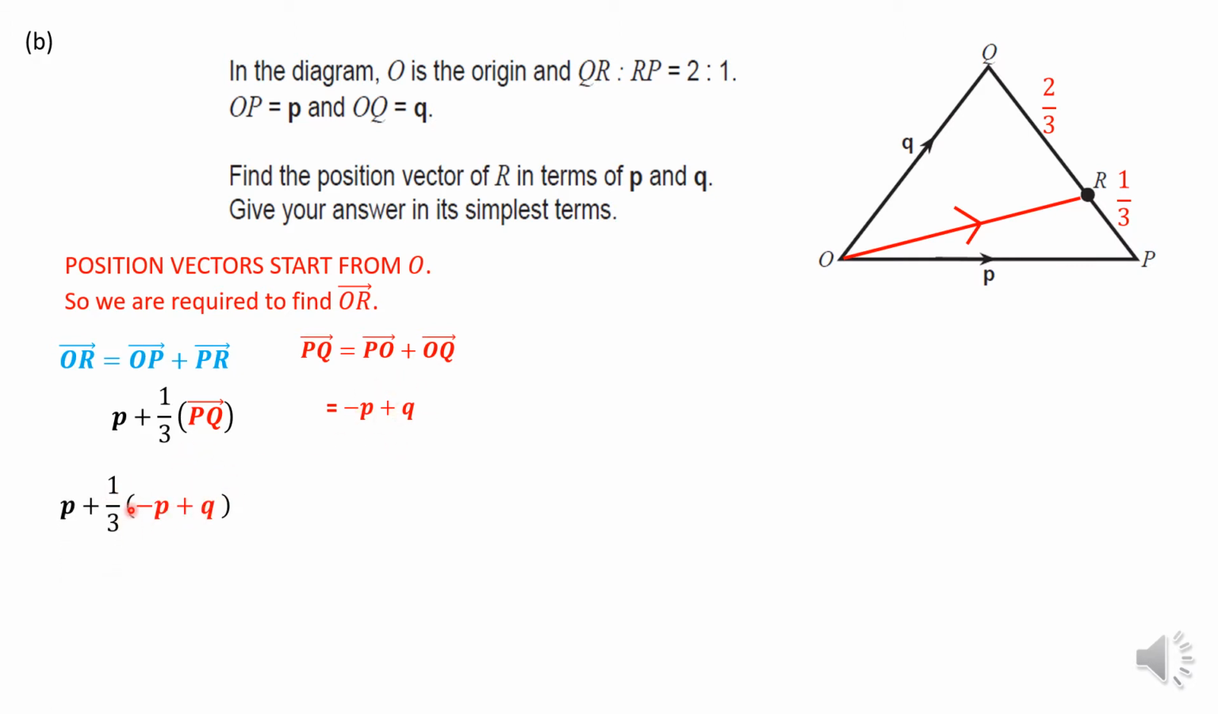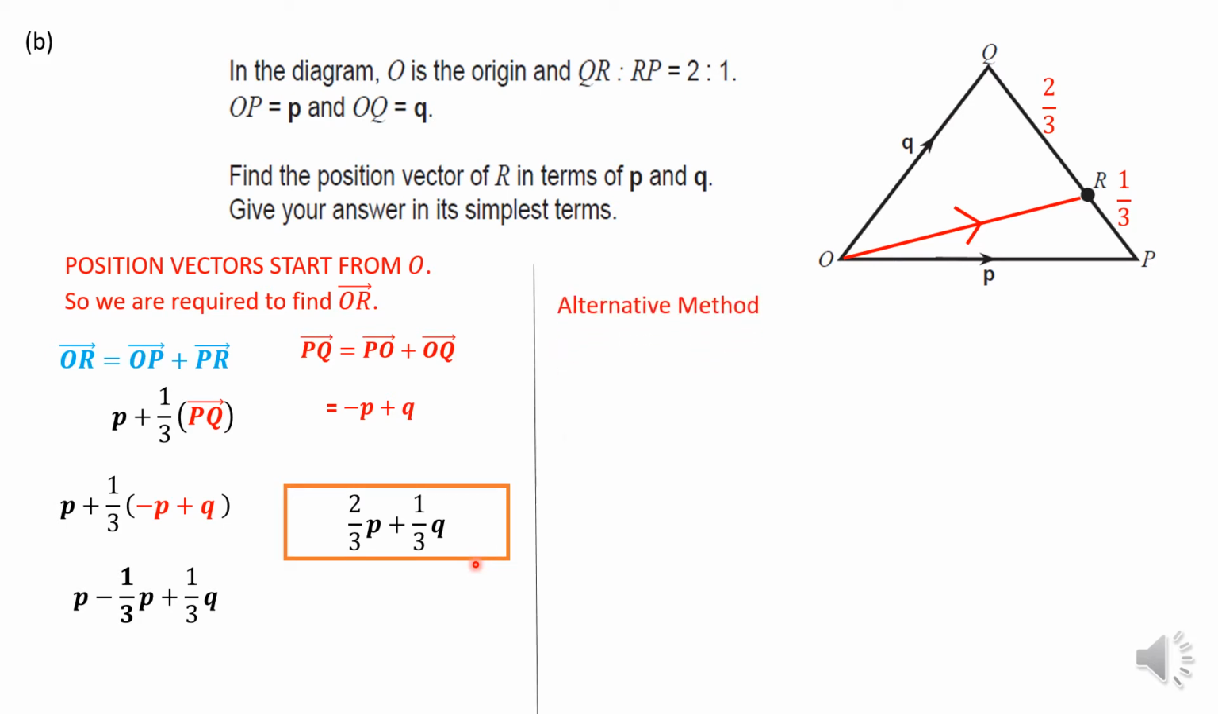And so the only thing is I need to clean up the algebra here. All right, so 1/3 times negative P is negative 1/3 P, and 1/3 times Q gives you 1/3 Q. So when you collect the like terms, it's like 1 minus 1/3, or 3/3 minus 1/3. So it gives you 2/3 P plus 1/3 Q.